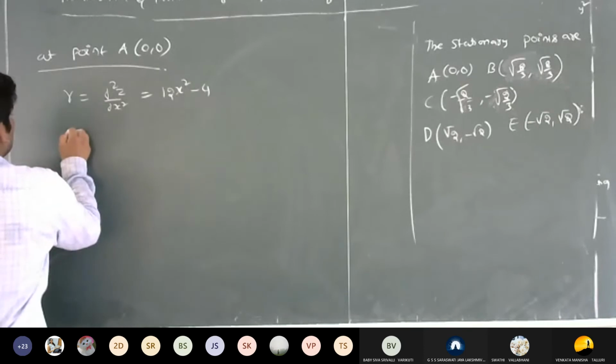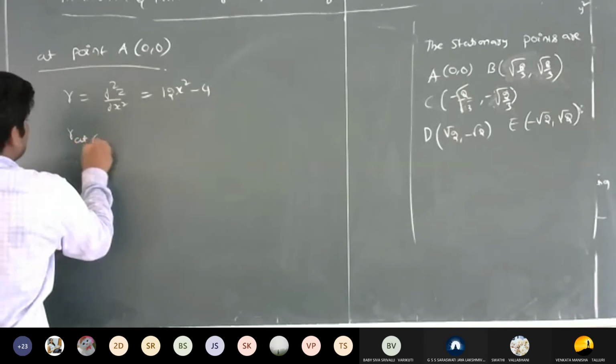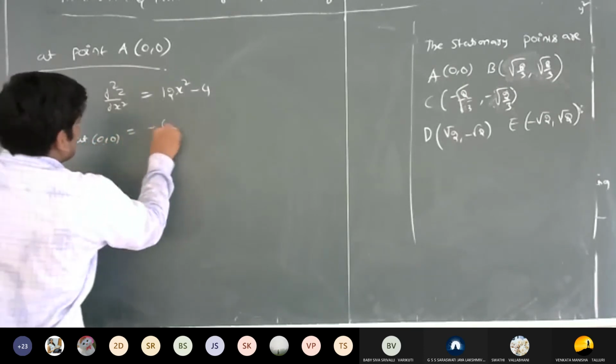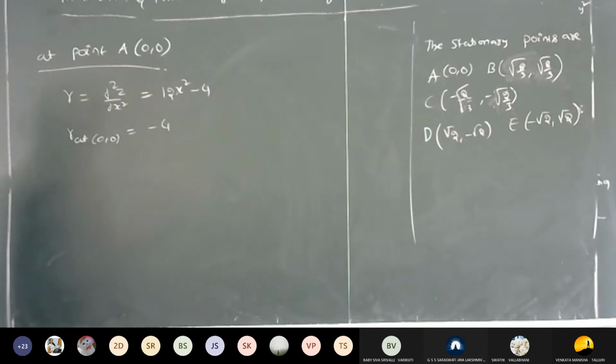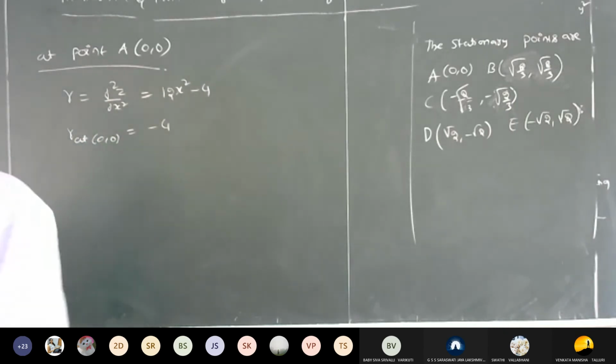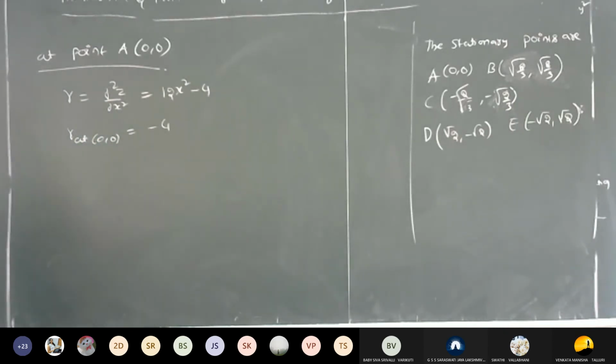Next, r at point 0, 0. So this is minus 4.